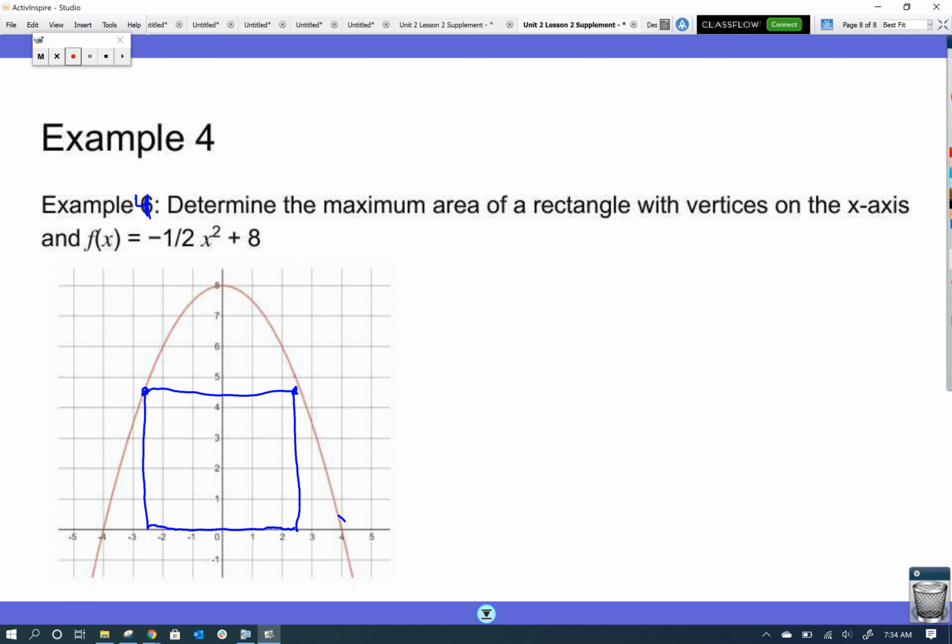Now, I'm just drawing, I ended up drawing a square. It's not necessarily going to be a square, but this just gives you an idea of what it's actually talking about. We want to maximize the area of that rectangle. Let's just kind of label this, okay?